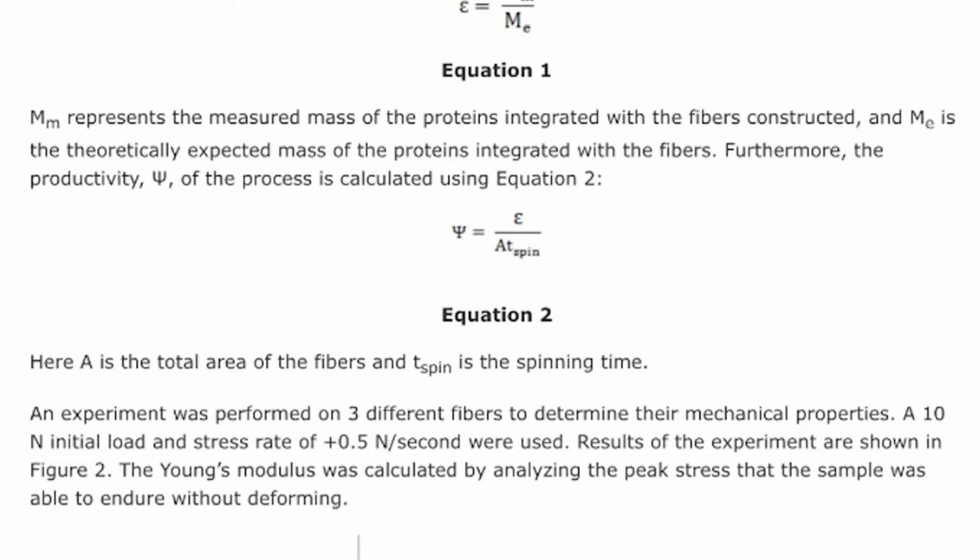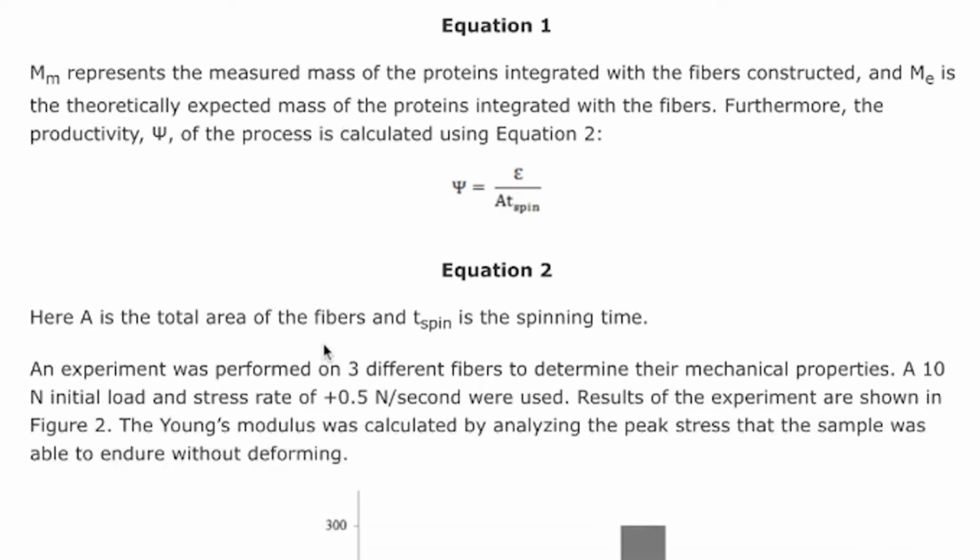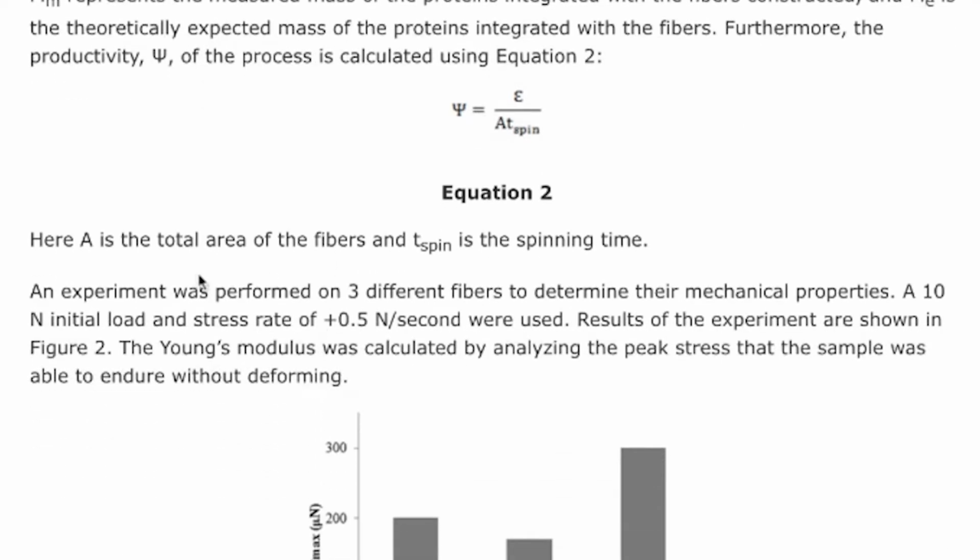Okay. Finally, we get an experiment was performed on 3 different fibers to determine their mechanical properties. A 10 Newton initial load and a stress rate of 0.5 newtons per second were used. Results of the experiment are shown in figure 2. The Young's modulus was calculated by analyzing the peak stress that the sample was able to endure without deforming.